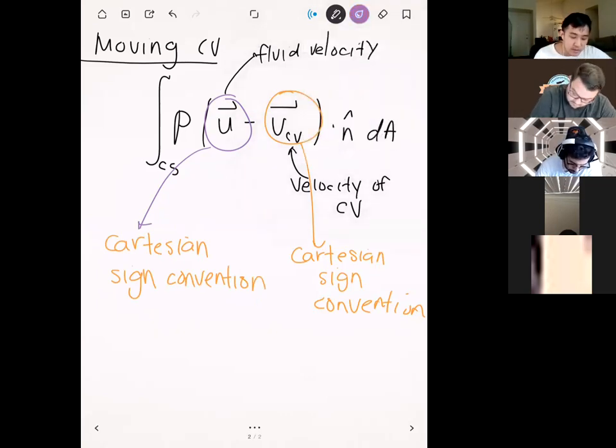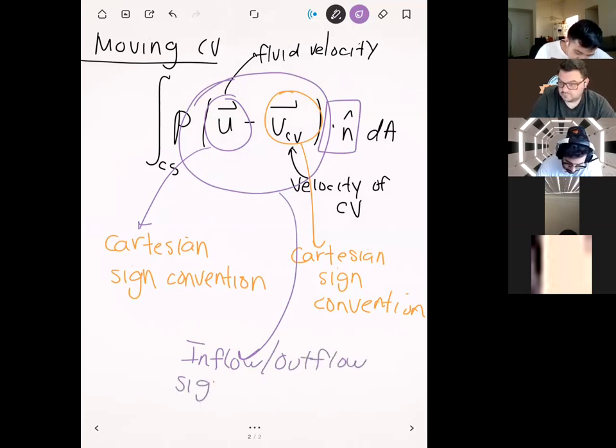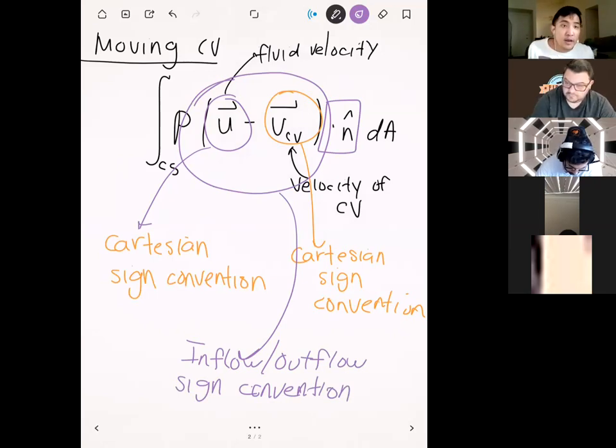But the thing that specifies whether this whole thing is positive or negative is actually this entire thing right here. By taking the dot product with this n, this whole product will have a sign convention of either positive or negative depending on if it's inflow or outflow. So that entire quantity follows the inflow outflow sign convention. Remember, if it's an outflow, then that whole quantity is going to be positive. But if it's inflow, then that whole quantity is going to be negative.